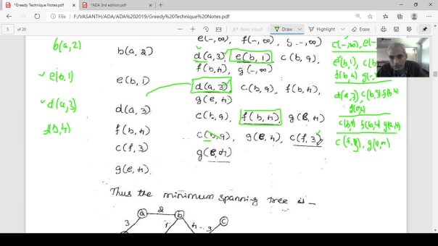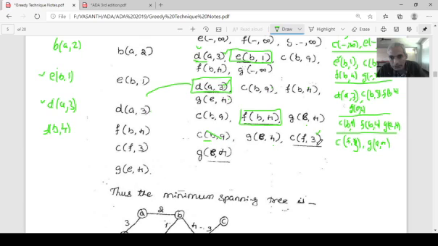So now we add this here. Now you add C from F to C in your spanning tree. So F comma 3. Now you add F to this spanning tree. Now you are left with only one vertex, that is G, right?